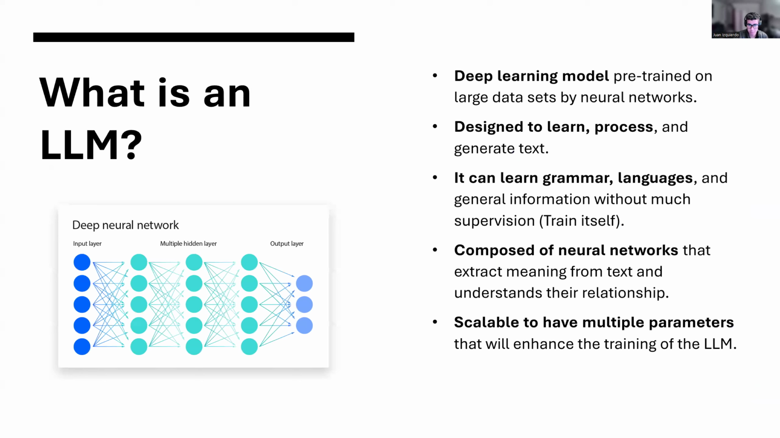So, what is a large language model or an LLM? It's a deep learning model pre-trained on large data sets by neural networks. Specifically, talking about neural networks, I have a graph right here on the left side, which has the input layers and the multiple hidden layers and the output layers. Each dot you see there represents a piece of data or input that influences the next layer and the next layer, which are interconnected. And so this gives the neural network an idea of what the data that's being processed could be based on probabilities.